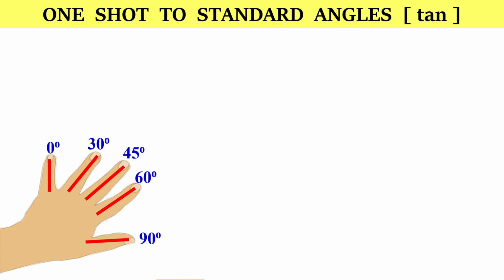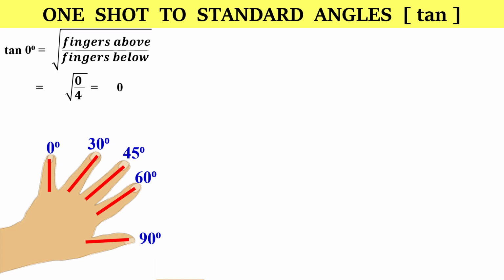Now we have to remember the formula, square root of fingers above upon square root of fingers below. So let's start. Now let's calculate the value of 0 degree. If I look at my palm, we should concentrate on the little finger. Now above the little finger, how many fingers are there?